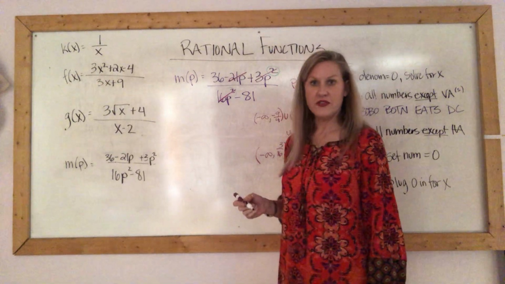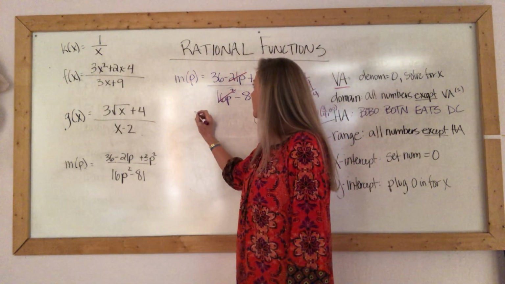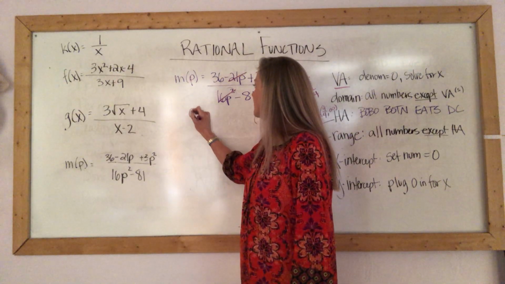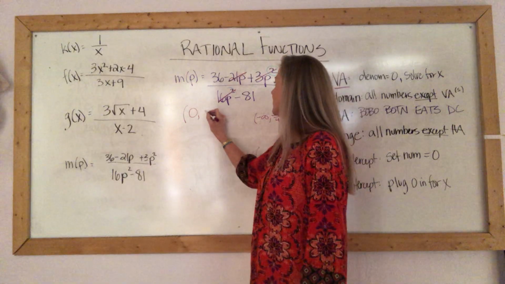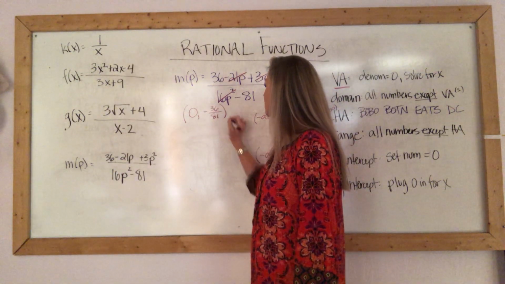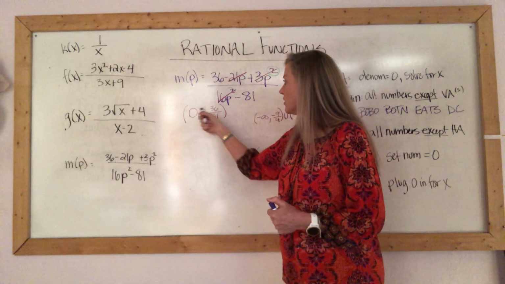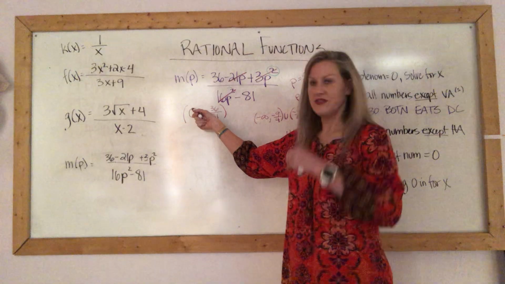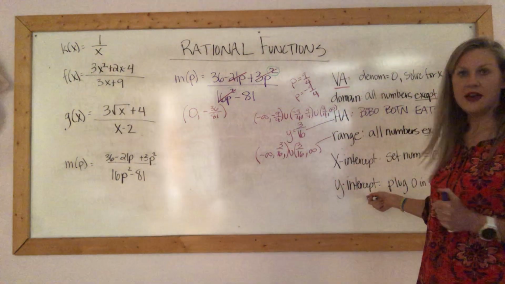A 0 in for that p. So what I'm left with, if I put a 0 in for the p's, is negative 36 over 81. So that is where we're going to hit, if x is 0, that's where we're going to hit the y-axis at that value.